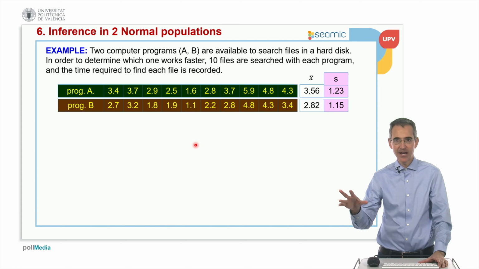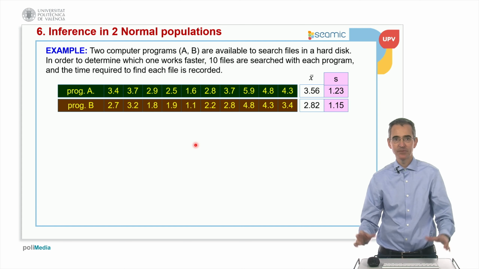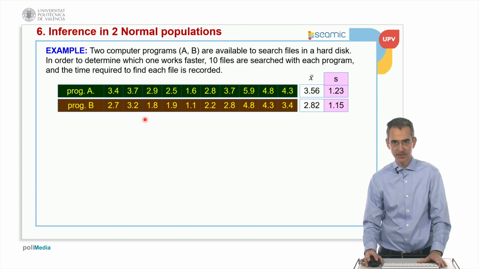We have 10 files which are searched with each program, and then we measure the time required to find each file. These are the values of time recorded. We have 10 values from one program, 10 values from the other program. Then we compute the sample mean and the sample standard deviation.